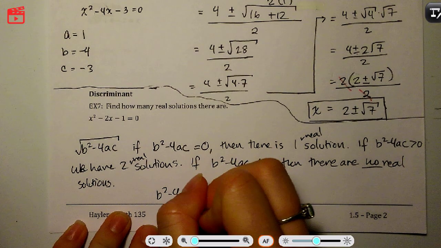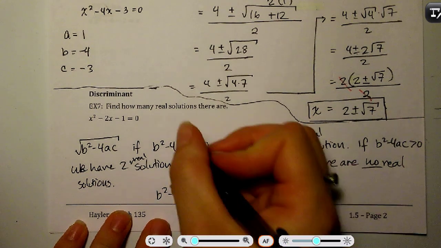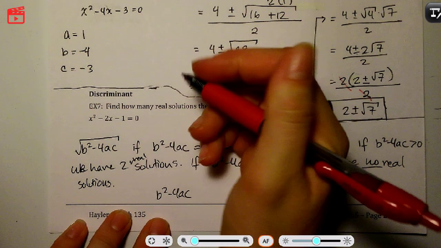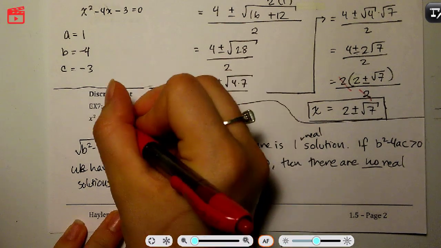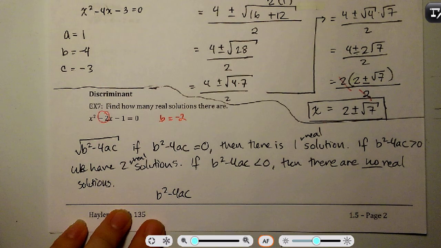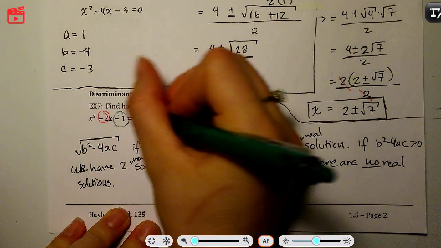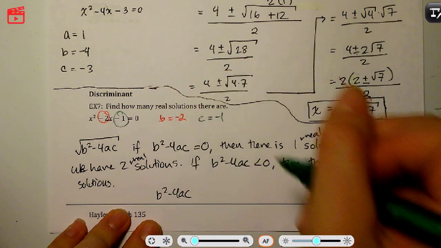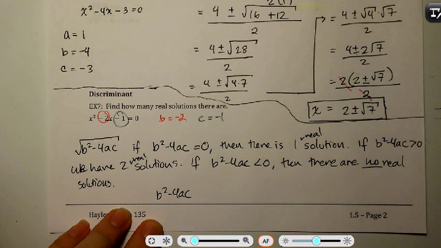Okay, so our discriminant, b squared minus 4ac. What's my b value here? My b value is -2. My c value is -1. And, ooh, do I have another pen color?